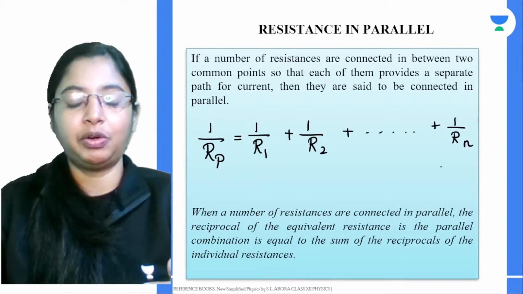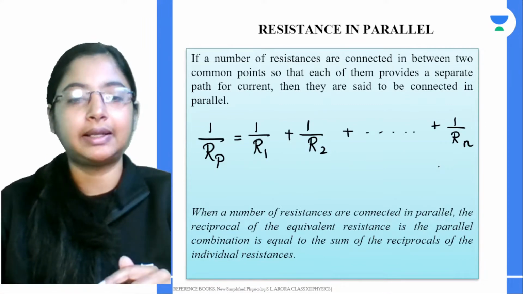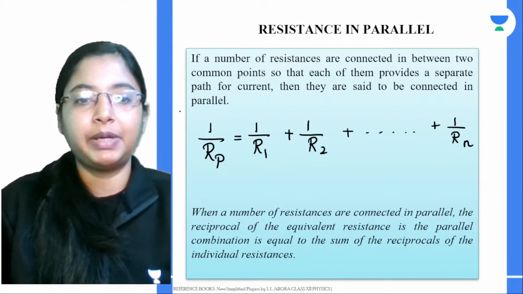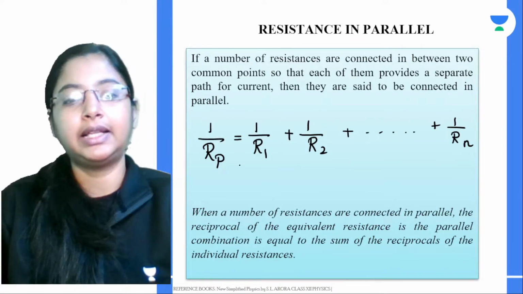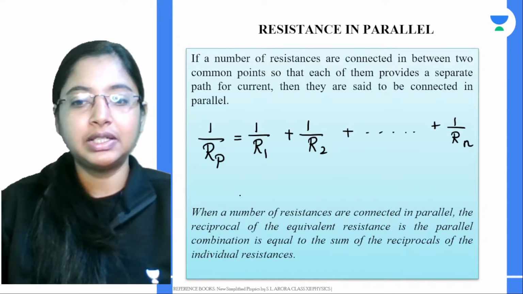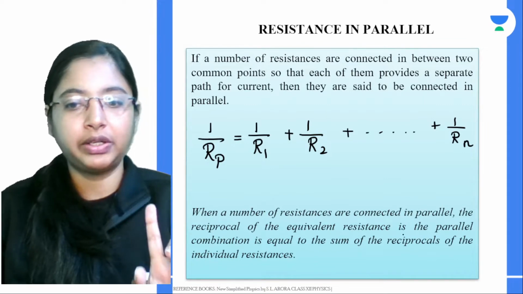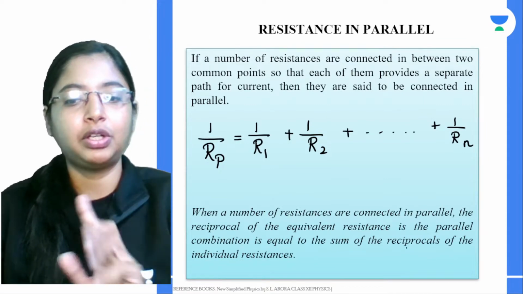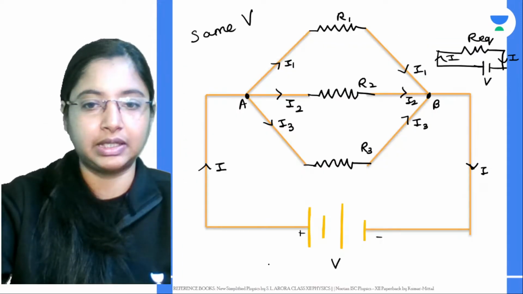Okay, and if there are n number of resistors, for each resistor you have to take the reciprocal of its resistance, and that will basically give you the reciprocal of the equivalent resistance. So for the number of resistors connected in parallel, the reciprocal of the equivalent resistance in the parallel combination is equal to the sum of the reciprocals of the individual resistances, right?